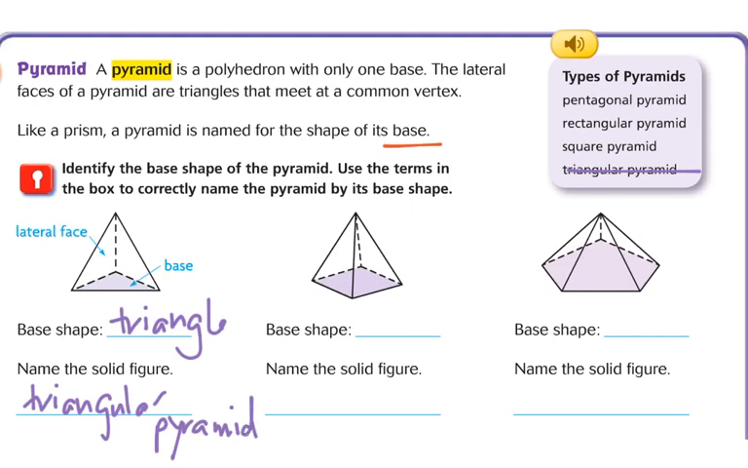Next, we go on to the next, and we see that the base here is a rectangle, and this would be considered a rectangular or square pyramid. So some people might see it as a rectangle, and some people might see it as a square, so we could call it a rectangular pyramid, or we call it a square pyramid.